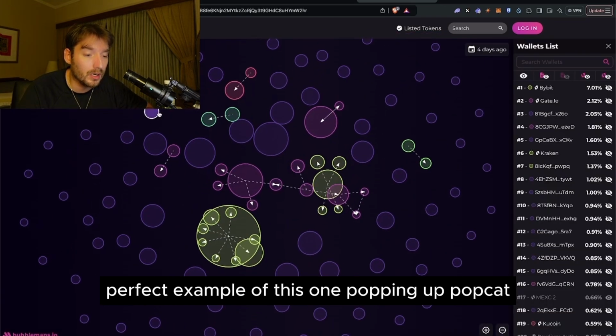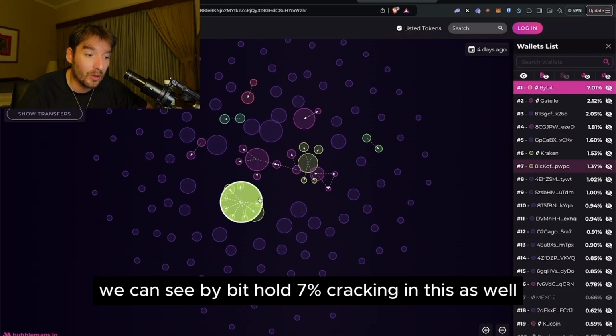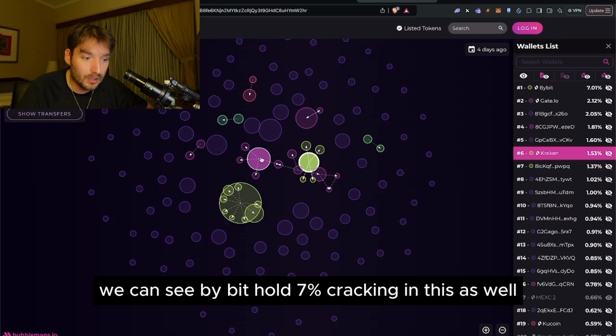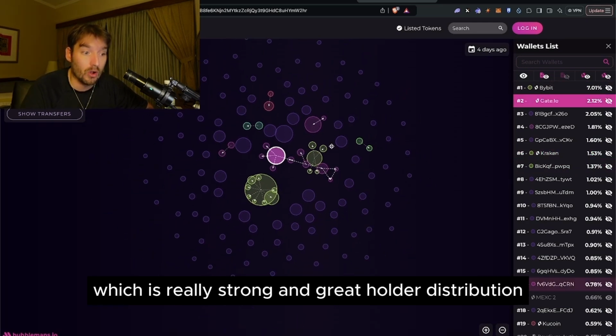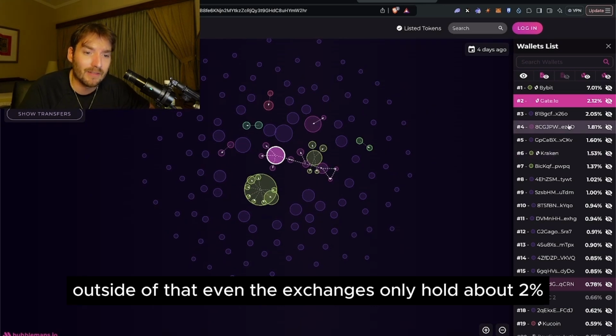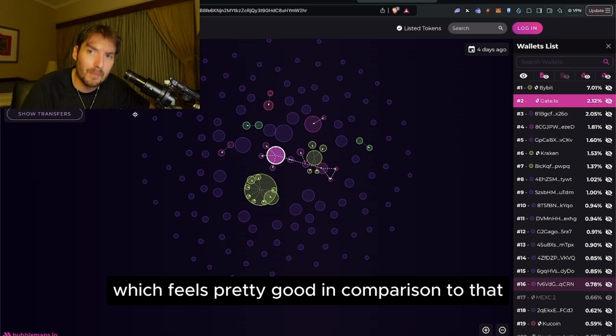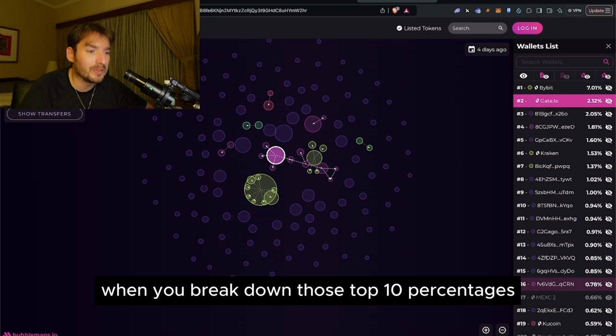Perfect example of this one, popping up Popcat. We can see Bybit holds 7%. Kraken in this as well, Gate.io, a bunch of exchanges in here, which is really strong, and great holder distribution outside of that. Even the exchanges only hold about 2%, which feels pretty good in comparison to that when you break down those top 10 percentages.